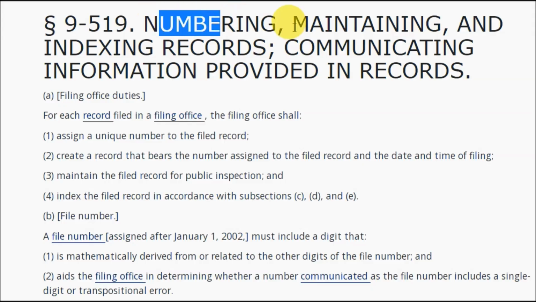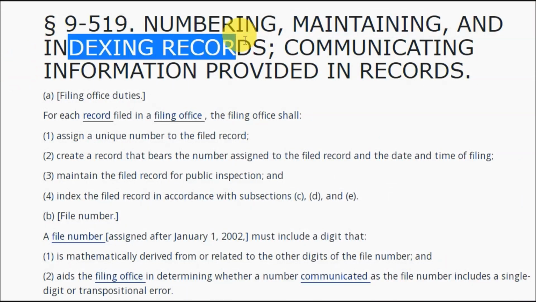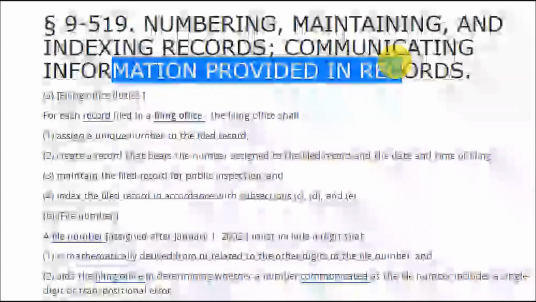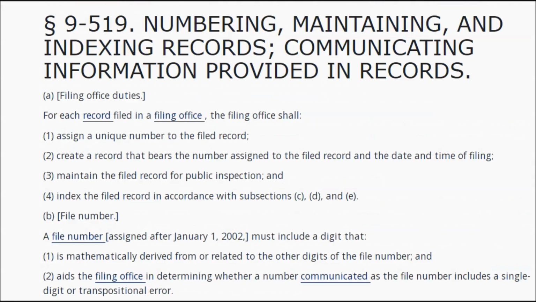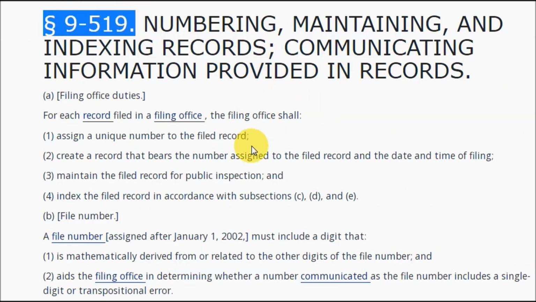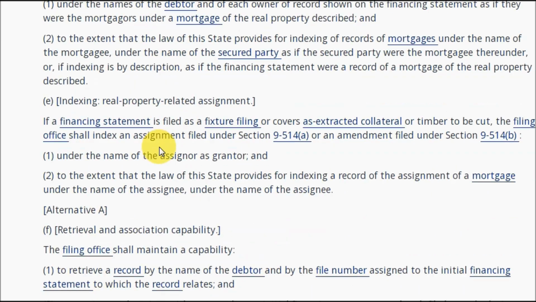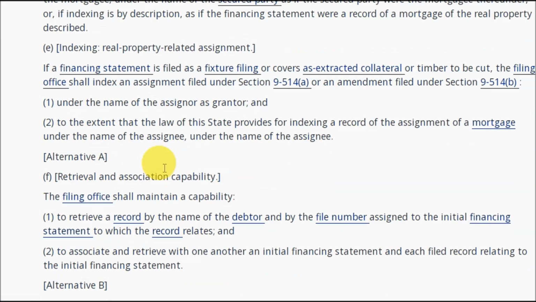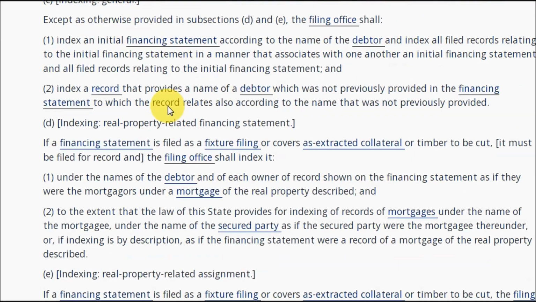9-519. Numbering, maintaining, and indexing records; communicating information provided in record. At this point, I'm sure if you filed a regular UCC1, you know they give you a file number. They show you all the stuff of where it was filed, the name of the clerk, the date. All that is according to 9-519. But we're not here to even look at all that other stuff, because if you just look at the face of a UCC that's filed, you already see all that. What we're looking for in 9-519 is the core of what we care about.